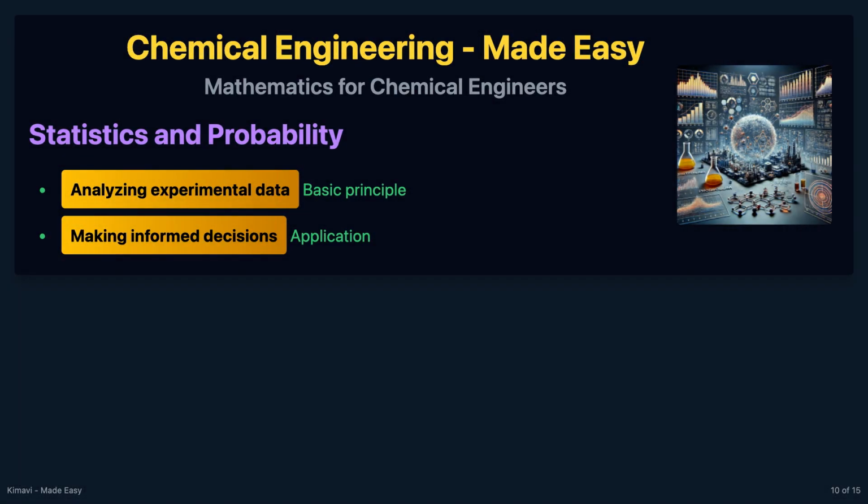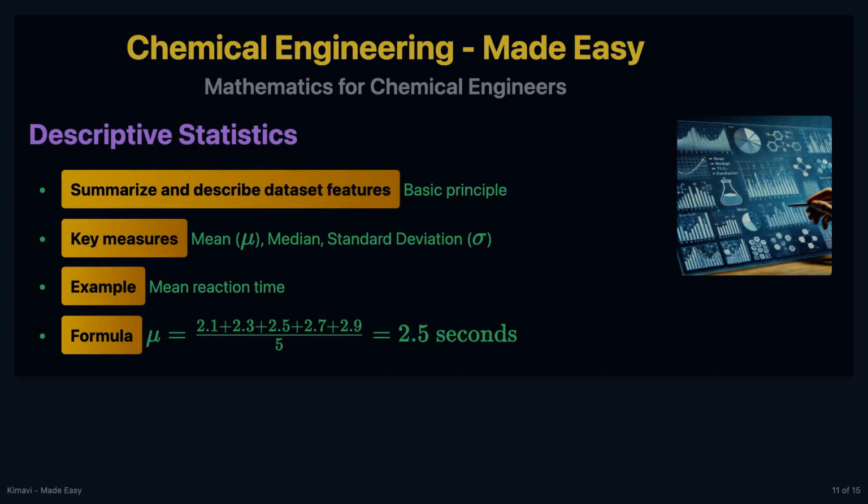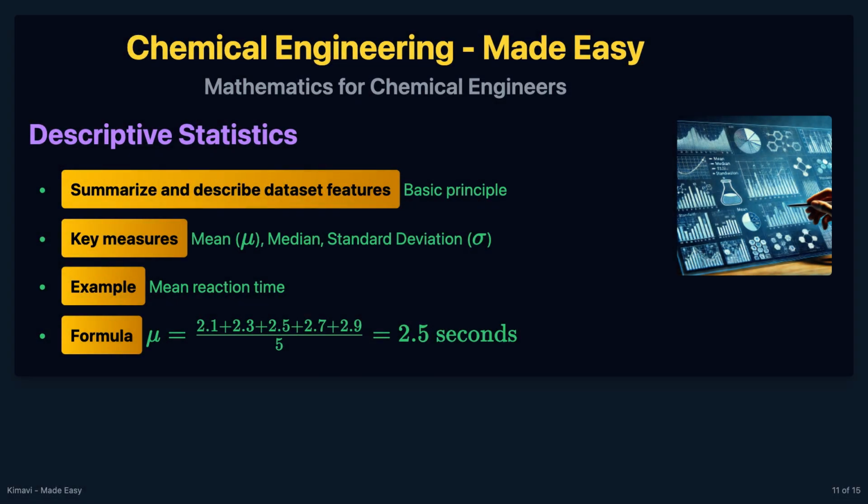Statistics and probability are essential for analyzing experimental data and making informed decisions in chemical engineering. Descriptive statistics summarize and describe the main features of a dataset. Key measures include the mean, represented by mu, the median, and the standard deviation, represented by sigma. For example, if we have the following dataset of reaction times in seconds, 2.1, 2.3, 2.5, 2.7, and 2.9, the mean reaction time is calculated as the sum of these values divided by 5, which equals 2.5 seconds.